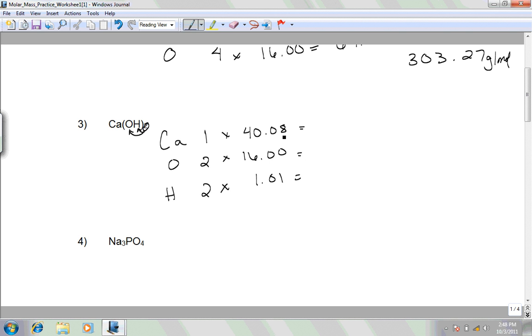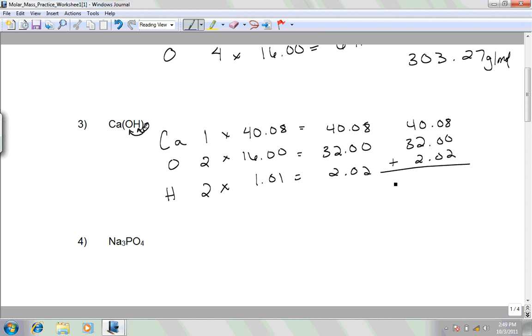So 1 times 40.08, 2 times 16.00, and 2 times 1.01. We're going to add all those numbers together. And that's going to come out to be 74.10 grams per mole.